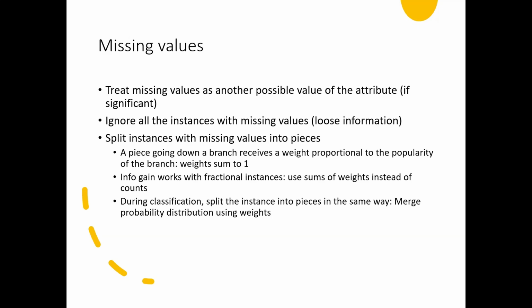The third one is an interesting one. You are going to split the sentences with missing values into pieces. And then depending on that, it will take multiple branches, right?